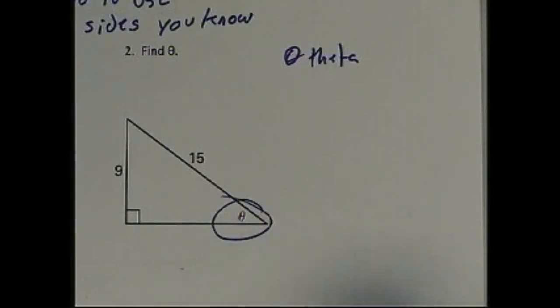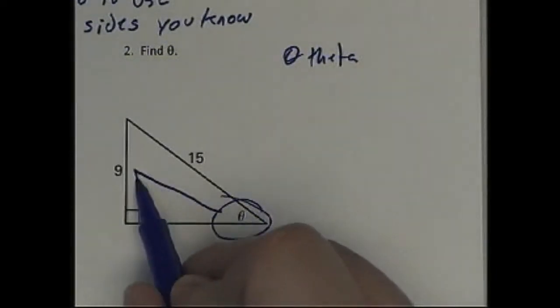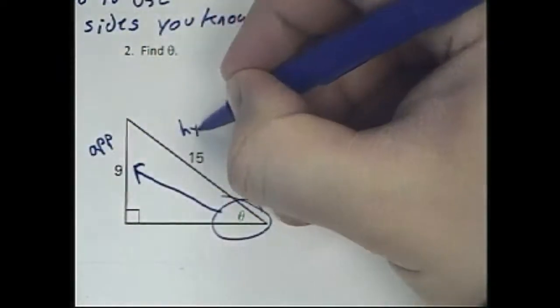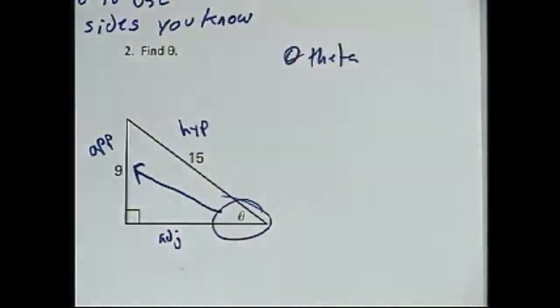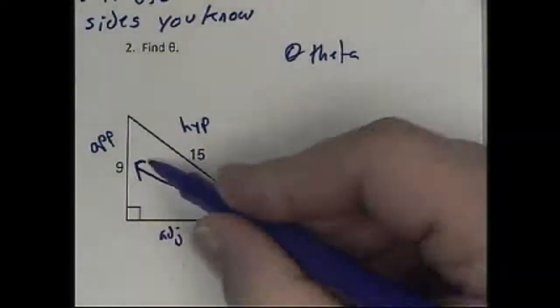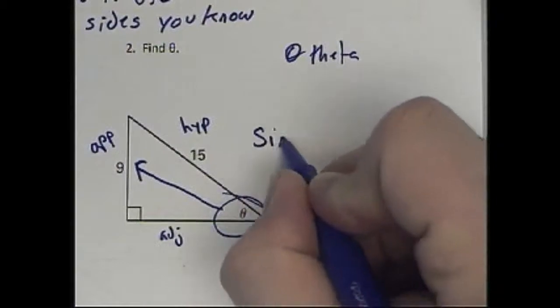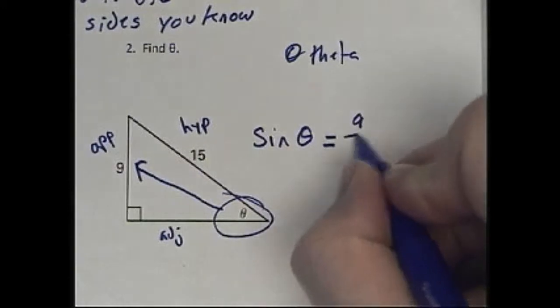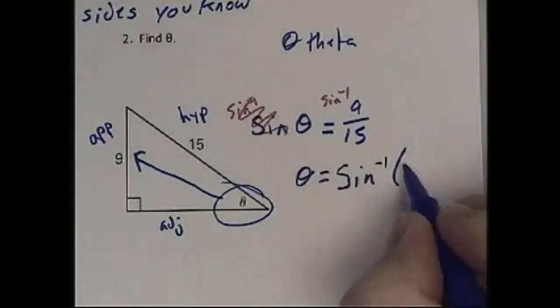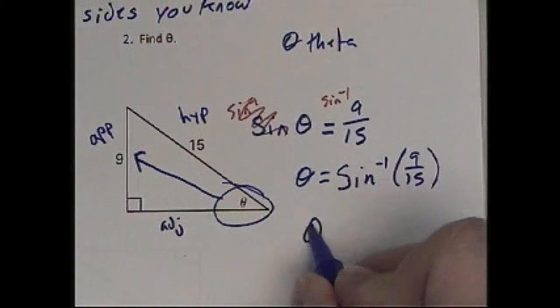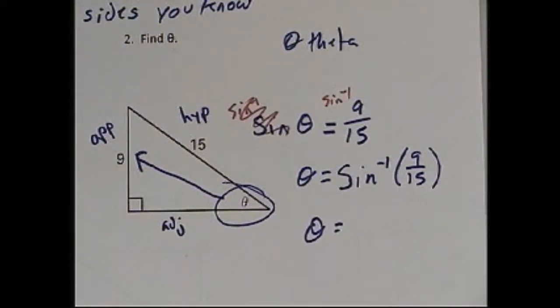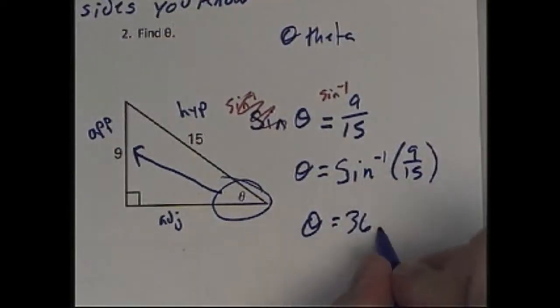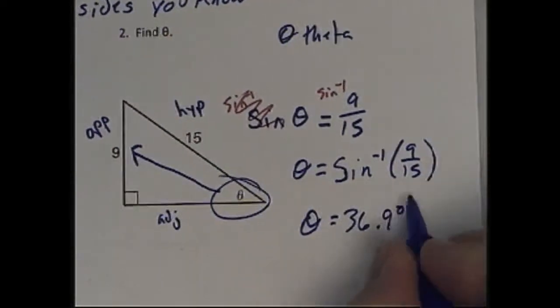All right, we start here. Again, circle the angle you're trying to find. Across from that angle is opposite. Across from the 90 is hypotenuse, and again we'll label adjacent. Right? And again, looks like we're going to use our sine. So the sine, this time we'll put theta in, is equal to 9 over 15. Theta is equal to sine inverse of 9 over 15, which is 36.9 degrees.